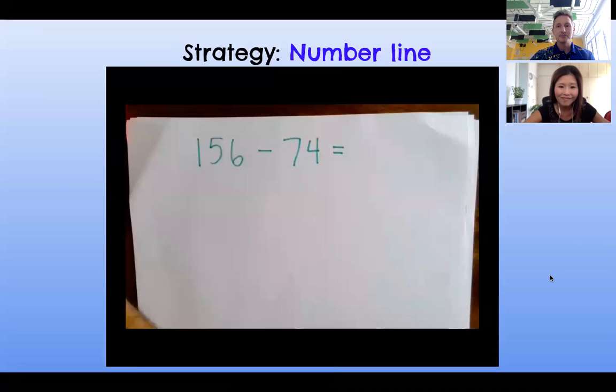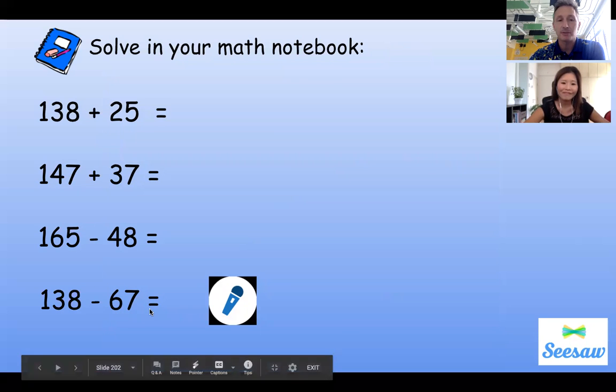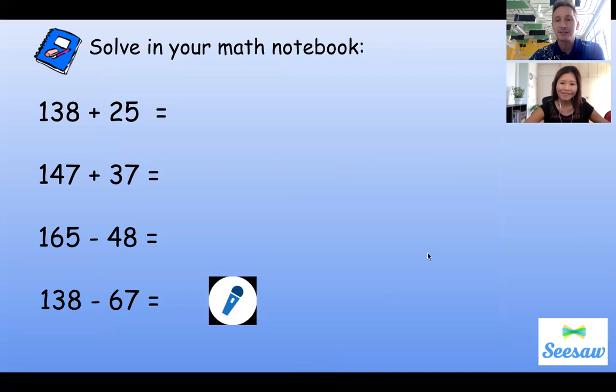And here we go. So for your seesaw activity today, you are going to answer the next 4 problems. Okay, so you have 1, 2, 3 problems to do. And on the last problem, what we are going to do is use your microphone to record your thinking with 138 minus 67. Okay, so you have those 4 problems to complete for seesaw.